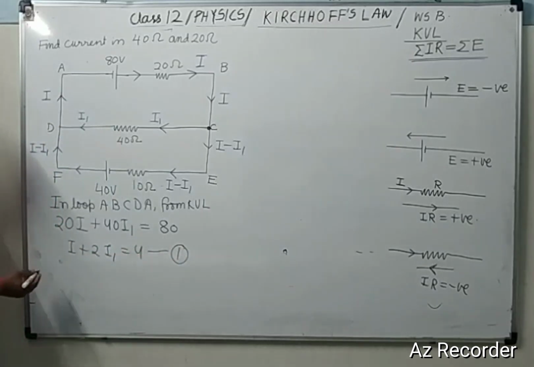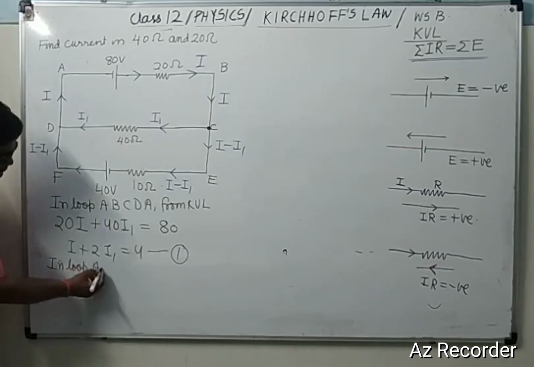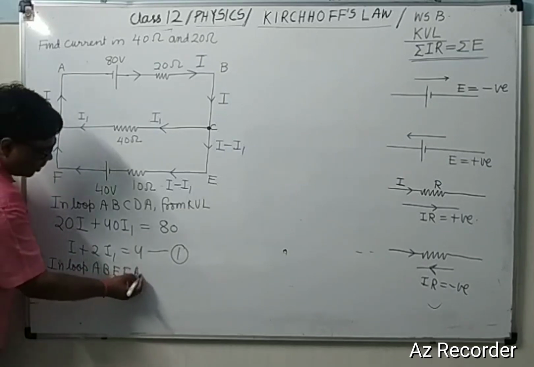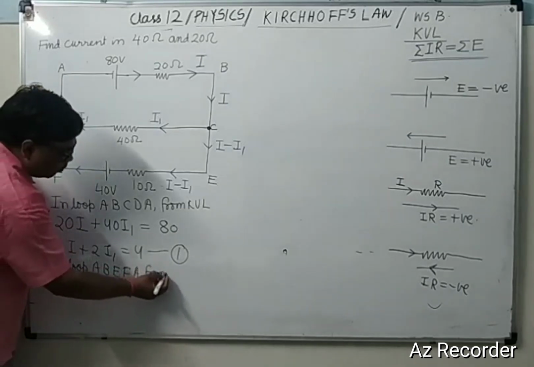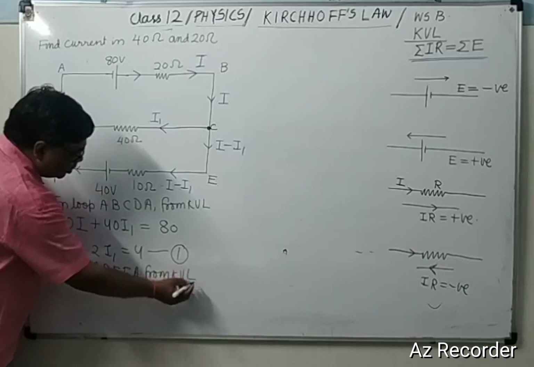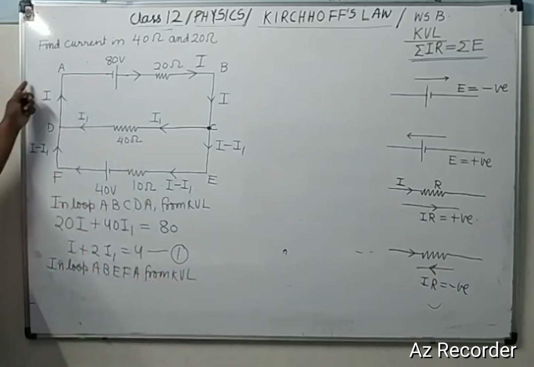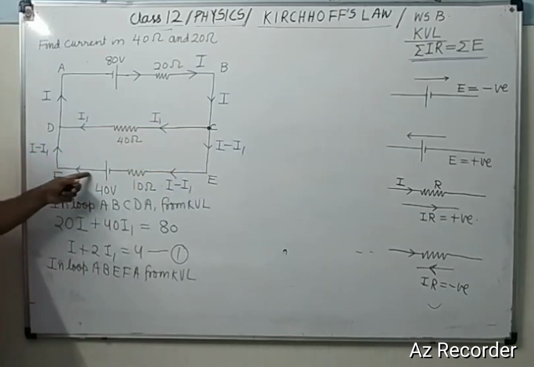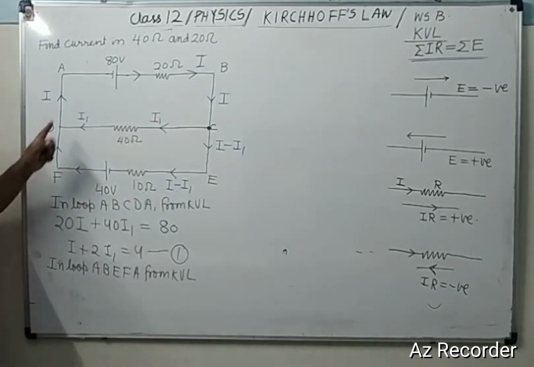It's clear? Then you take another loop. I have taken A, B, E, F, A. Loop A, B, F, A, from Kirchhoff's voltage law. So you can see here you are traveling in what direction? In the direction of current. Here you are also traveling in the direction of current. So IR here will be positive.